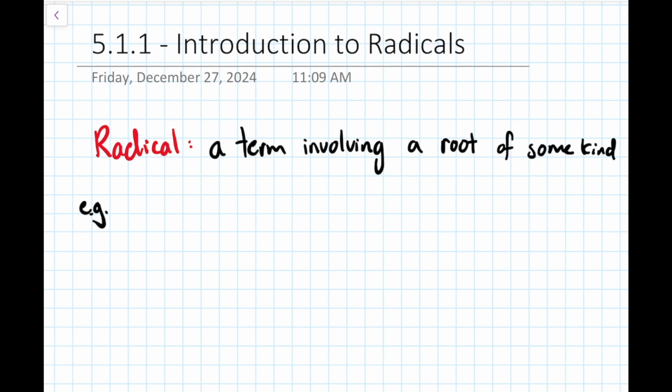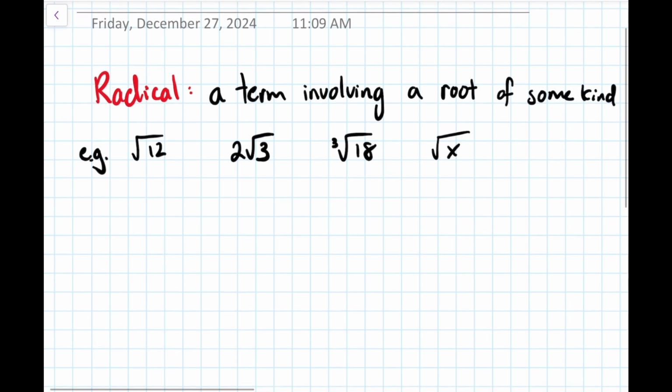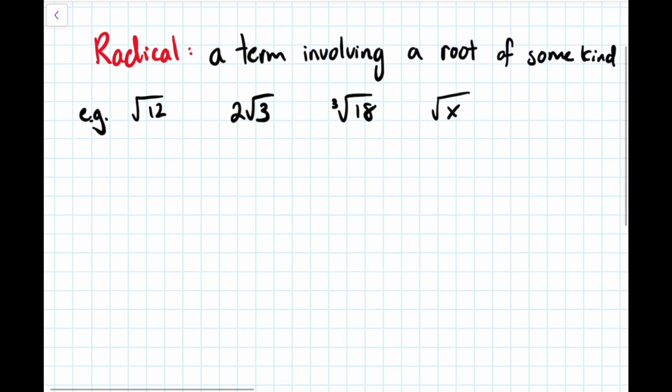So it could look something like the square root of 12. Maybe you'll have a number out front like 2 root 3. Like I said, maybe a cube root, maybe a variable. These are all radicals. We can do lots of things with them. We're going to spend this entire chapter working with them. So to break things down a little bit, a radical will typically have 3 components. We won't necessarily see them all, but they are technically there.